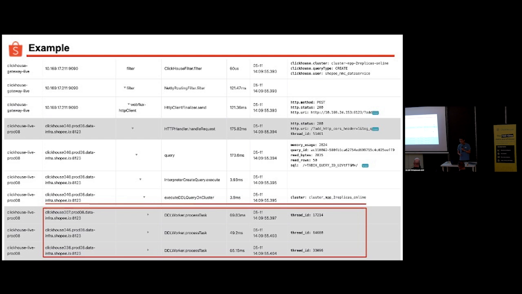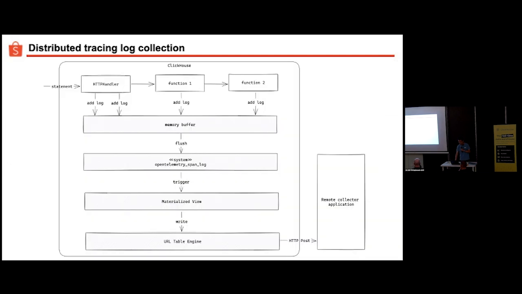So this is another example from our logs several years ago, and we can see from here that several nodes are involved in the processing, and we know when each node processes this request. Above is how the tracing context is handled inside ClickHouse.